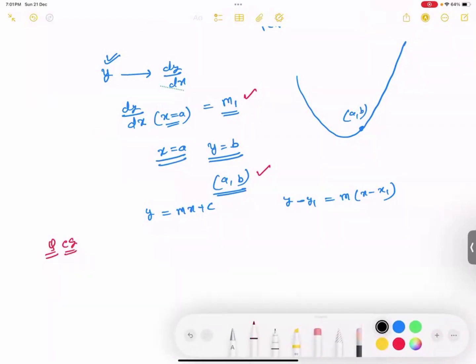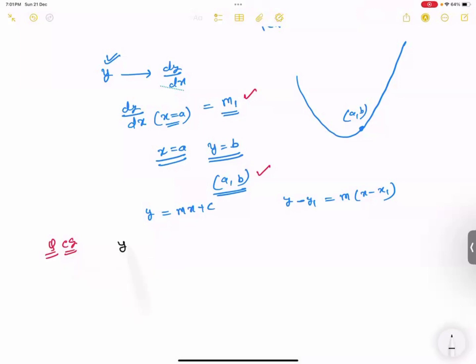We have a curve y is equal to x square minus 5x plus 6, let's say. And we are to find the equation of tangent and normal at x is equal to, let's say I'm taking a point 4, for example.